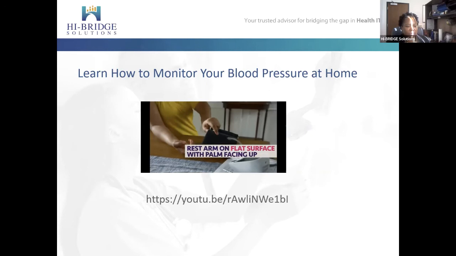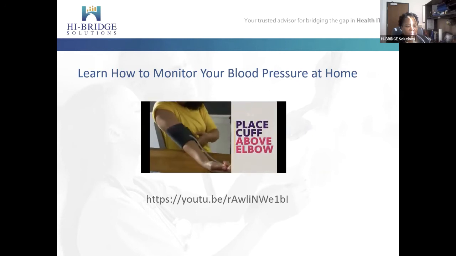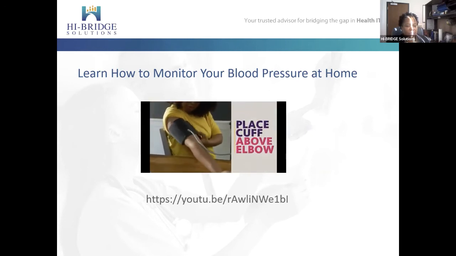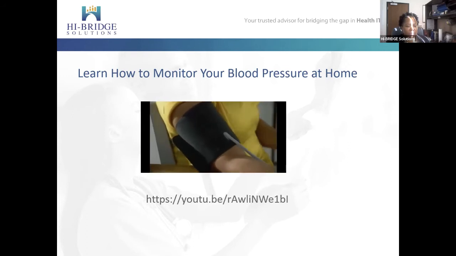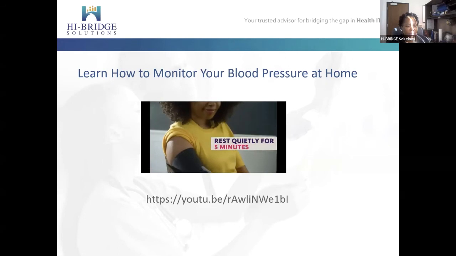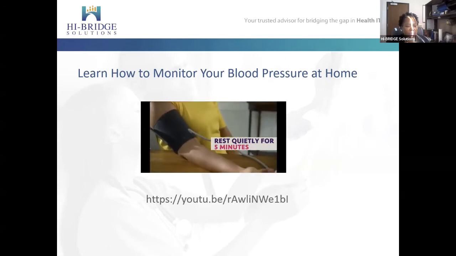Next, rest your arm on a flat surface with your palm facing up. Place the blood pressure cuff on your bare upper arm just above your elbow. Your arm should be relaxed and resting so the cuff is at the same height as your heart. Now rest quietly for 5 minutes before taking the first measurement.